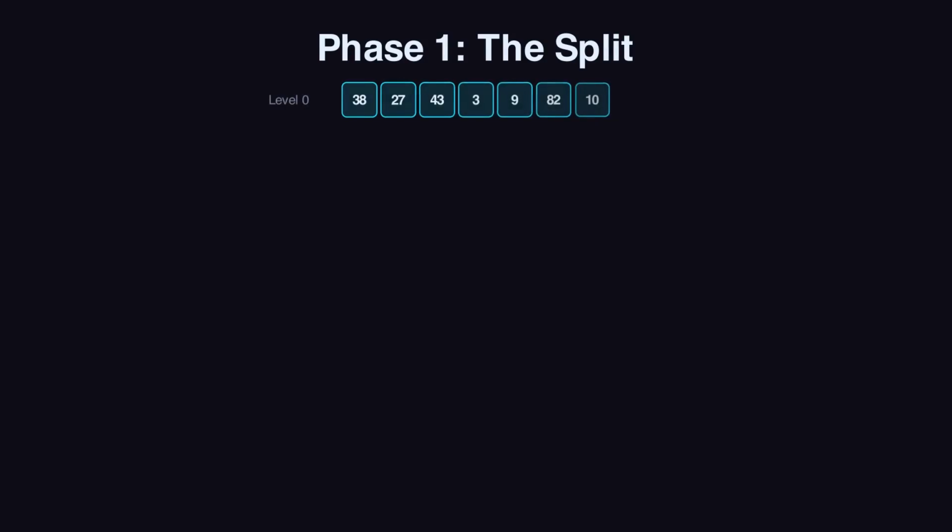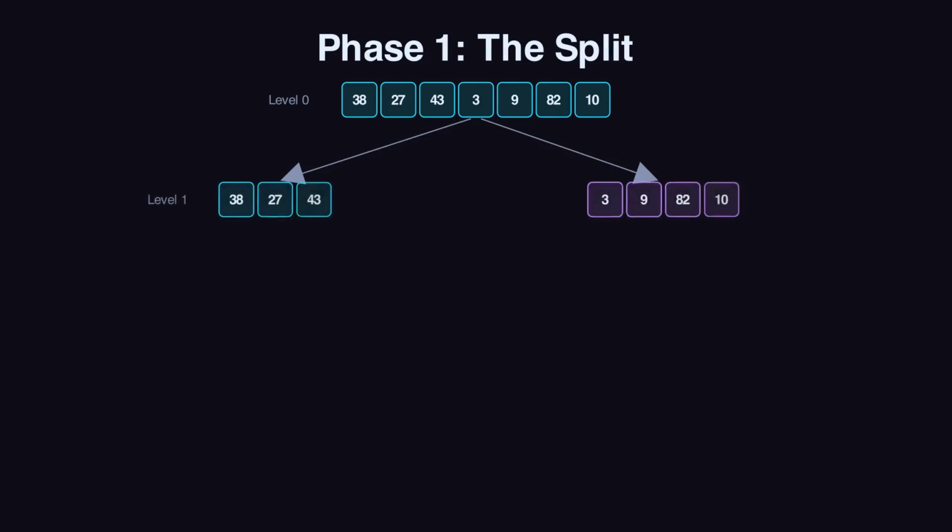Let's trace through the split phase with a real array: 38, 27, 43, 3, 9, 82, 10. At level 0, we have all 7 elements. We find a midpoint and split into 2 halves. The left half is 38, 27, 43, and the right half is 3, 9, 82, 10. That's level 1. We keep splitting. The left half splits into 38, 27, and a singleton 43. The right half splits into 3, 9, and 82, 10.